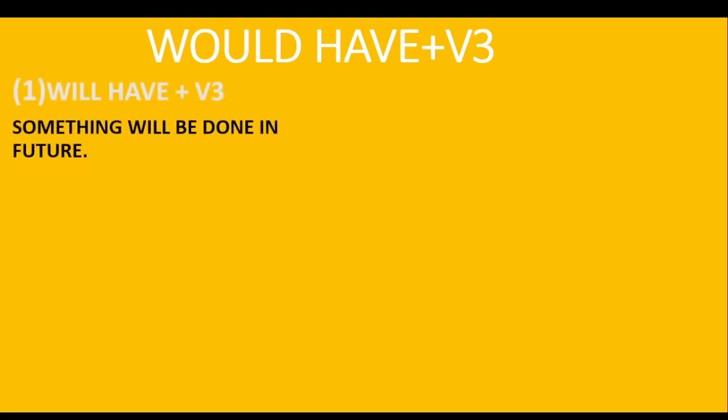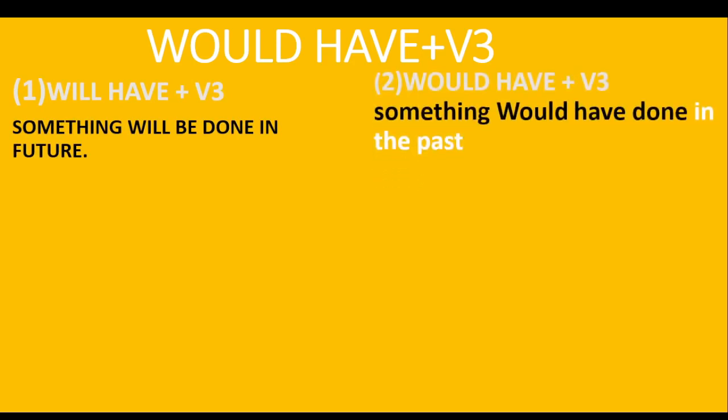So here you can see the differences between "will have" plus verb third form and "would have" plus verb third form. "Will have" plus verb third form shows that something will be completed in the future. It means some action will be done in the future. Otherwise, "would have" shows that something would have been done in the past. It means some action had been completed in the past. So these are the major differences between "will have" and "would have". And I'm going to show you a few examples for more clarity.